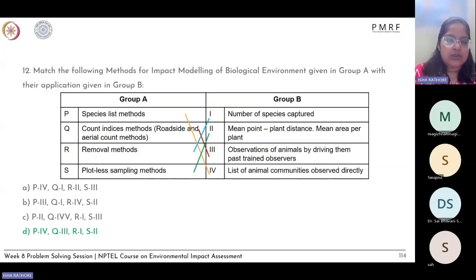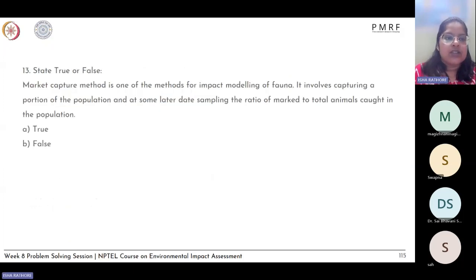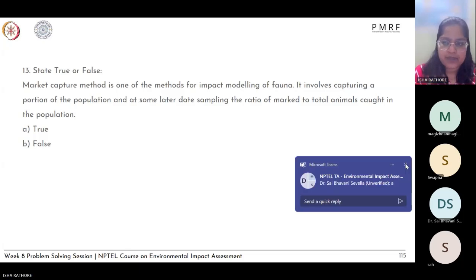Okay, so moving on to the next question. So state true or false. Mark-recapture method is one of the methods for impact modeling of fauna. It involves capturing a portion of the population and at some later date sampling the ratio of marked to total animals caught in the population. Is the statement A true or B false?